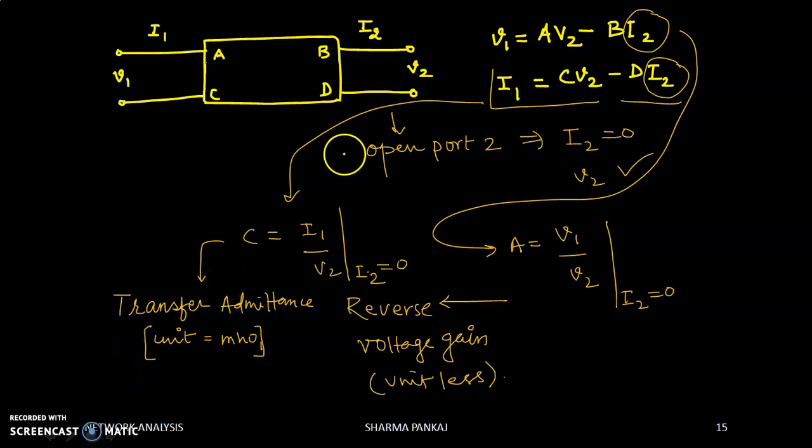Now for the first part we have open circuited port number 2, okay, and we have calculated A and we have calculated C. Now in the next part we are going to short circuit port number 2.